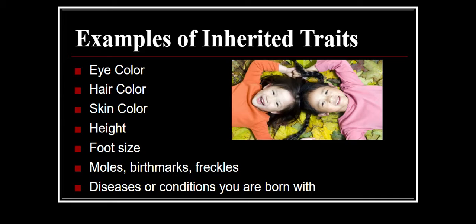You can also inherit diseases or conditions from your ancestors. So if you have a family history of high blood pressure, or maybe you have a family history of people that have high cholesterol, you might have those same issues later on in life as well. That's why when you visit the doctor, sometimes they ask you, do you have a family history of diabetes or arthritis or anything like that?